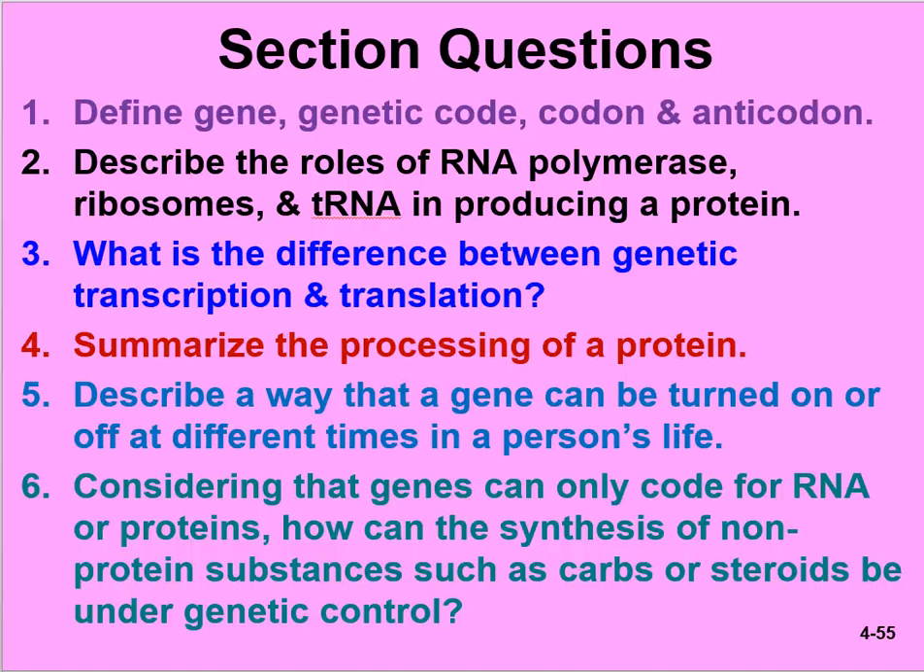tRNA is the cloverleaf shaped RNA floating around in the cytosol, which grabs onto specific amino acids according to the anticodon that it contains. And then it'll bring those amino acids to the ribosome.